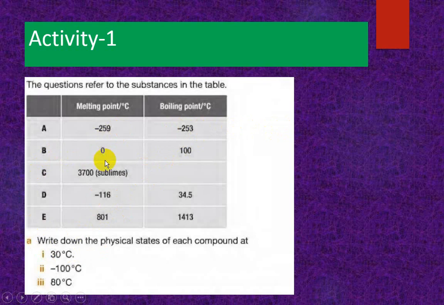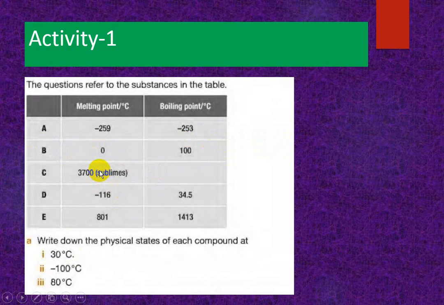Now B substance: 30°C is between its melting point and boiling point. So what will it be? Liquid. If the temperature is between the melting and boiling point, you say liquid. After the boiling point it will be gas. Before the melting point it will be solid.